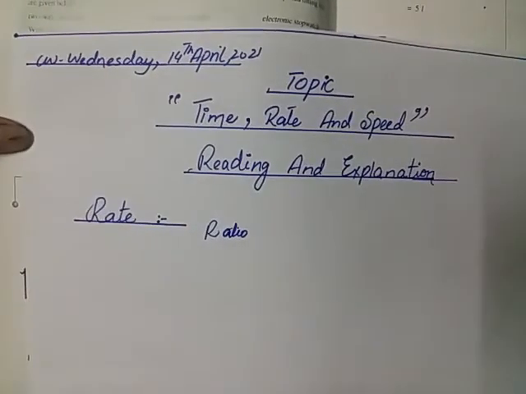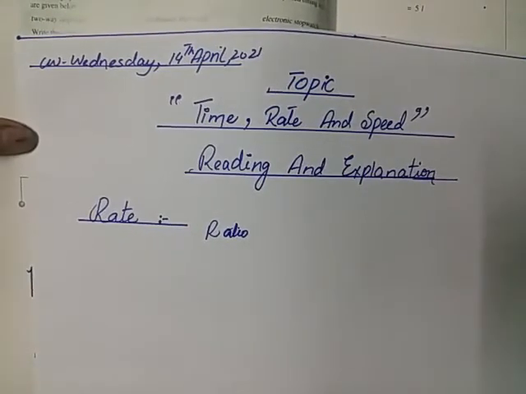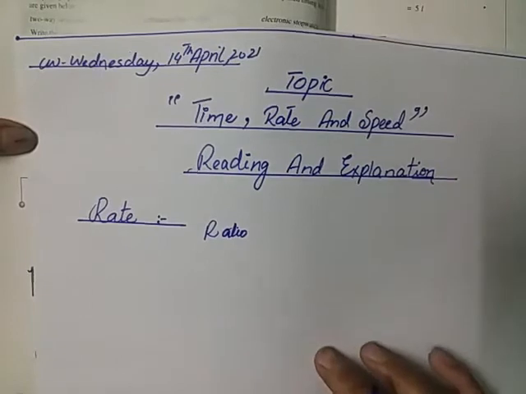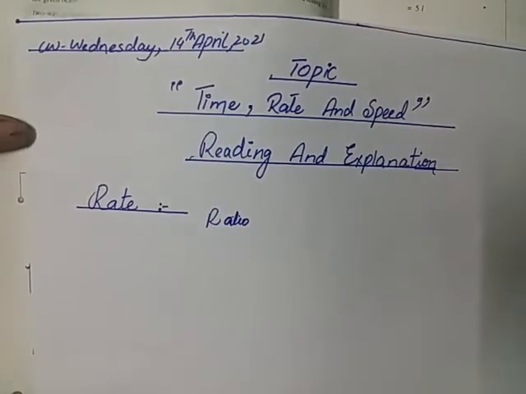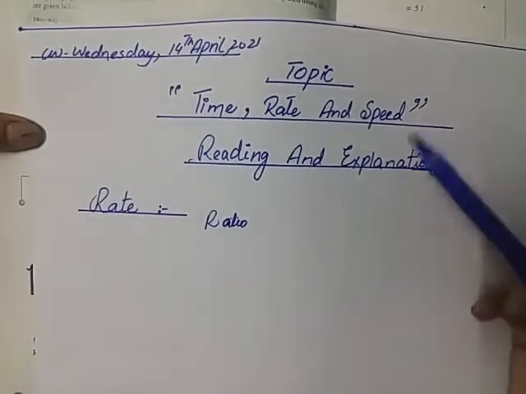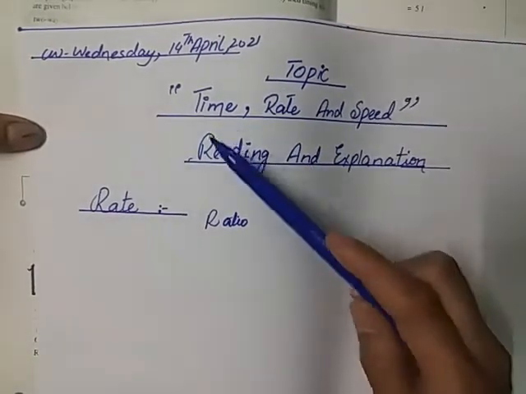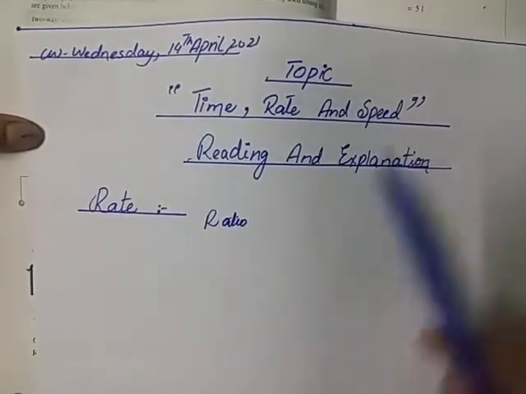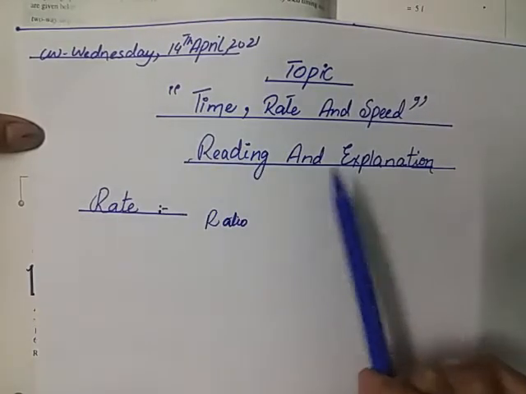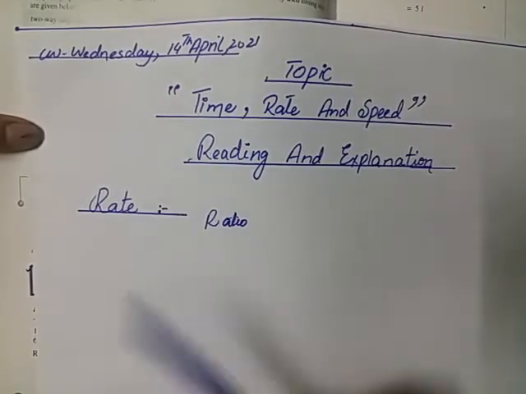Students, it's time for the science lecture. Open your science books and copies. Today is Wednesday, 14th of April 2021. Students, we have started our chapter number 3, that is time, rate and speed. Today we will do the reading and explanation of this chapter.